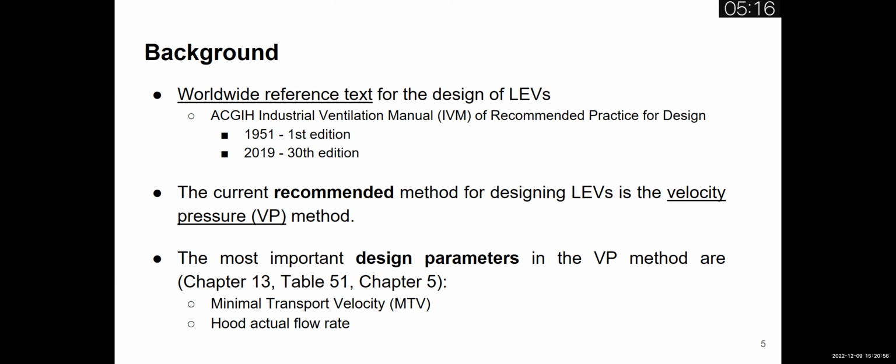So the worldwide reference manual for designing LEVs is the Industrial Ventilation Manual of Recommended Practice and Design. We are now in the third edition, and the current recommended method for designing LEVs is the velocity pressure method. So the two primary parameters for designing industrial ventilation systems are the minimal transport velocity, MTV, and the hood actual flow rate. We know for a fact that the current design method is quite effective for systems operating close to standard environmental conditions.